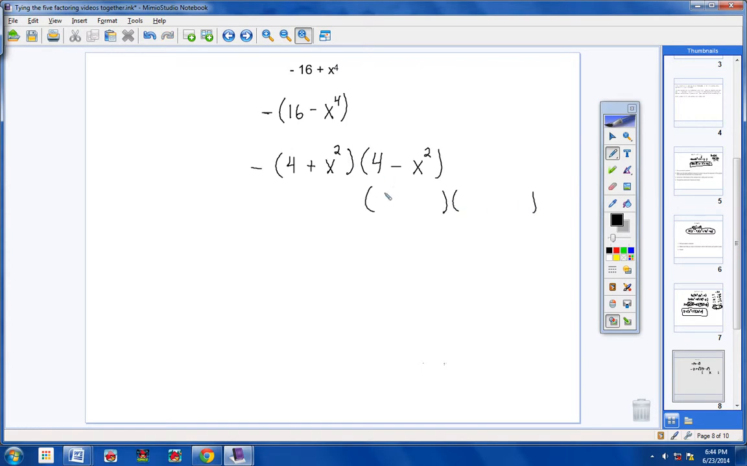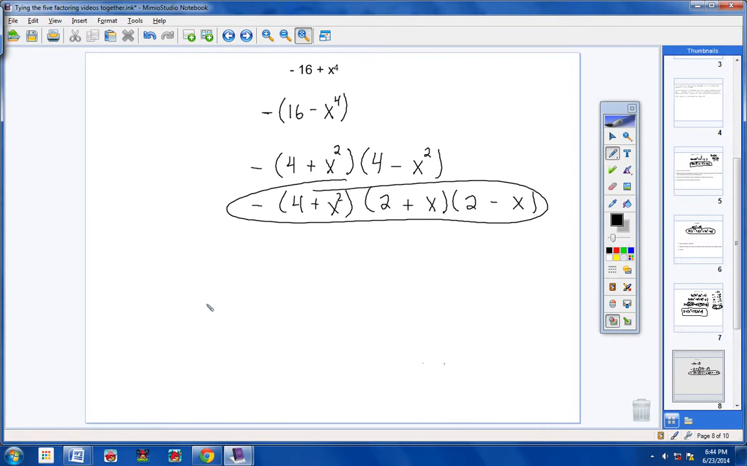And so the square root of 4 would be 2. The square root of x squared would be x. Make one positive, make one negative, bring down this parentheses. That cannot be factored, and then bring down your negative sign, and now you're finally finished. There we go. Now again, if I've gone too fast, just pause the video and back it up and watch this again.